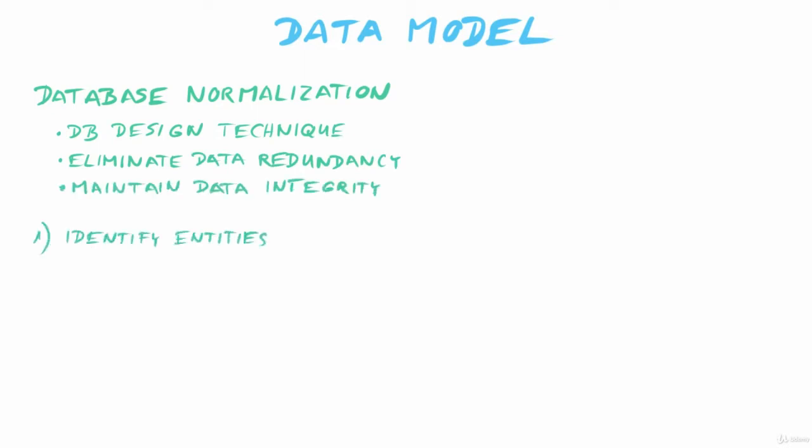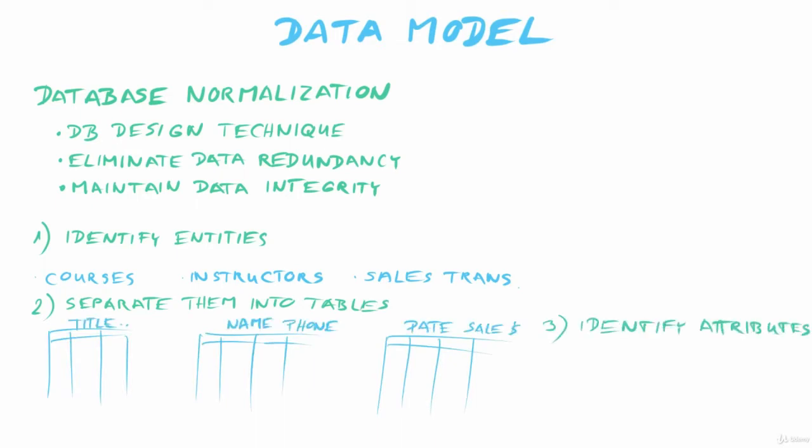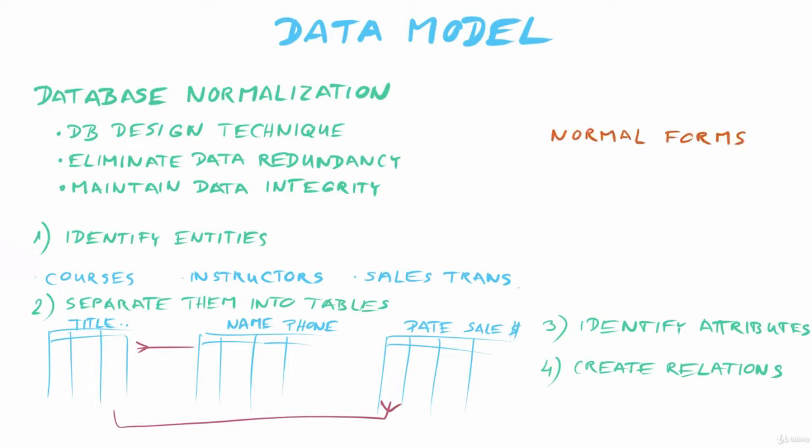First, you identify your real-world entities and separate them into their own respective tables. Entity attributes will be columns in these tables. You also create relations between these tables. All of these can be accomplished by applying some formal rules called normal forms. They are called first normal form, second normal form, and so on. I'm not going deeper into this theory because it's way beyond the scope of this course. But feel free to search for the term database normalization if you are interested.